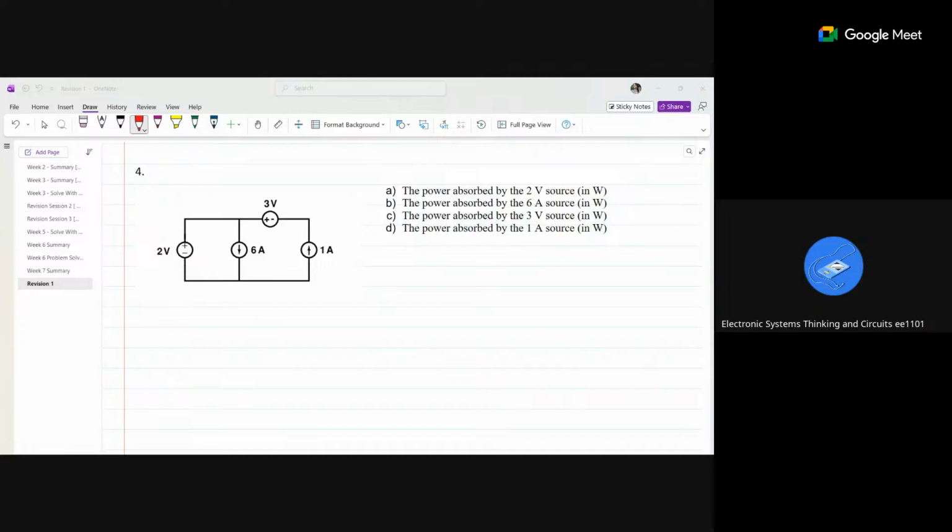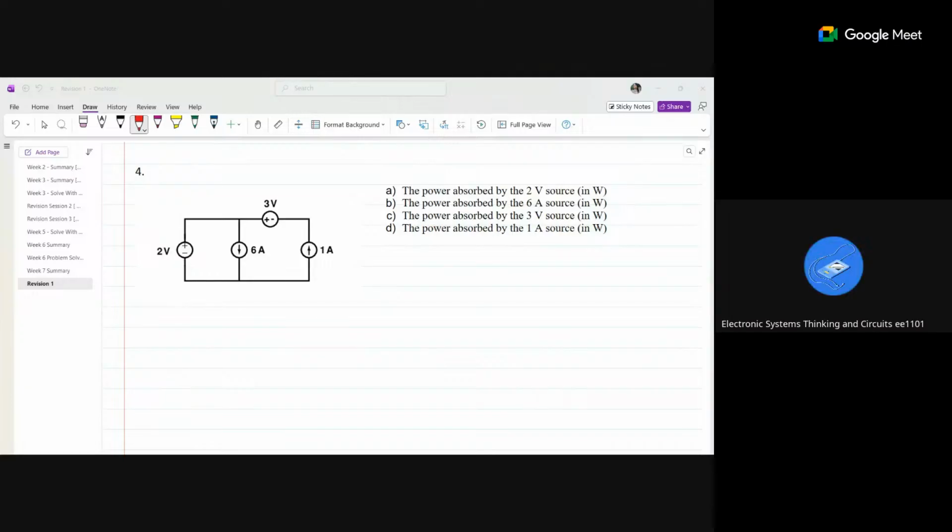What is the answer for the first part? Power absorbed by the 2 volt source? Is it 10 watts, is it minus 10 watts? Yeah, it's minus 10 watts. Absorbed.